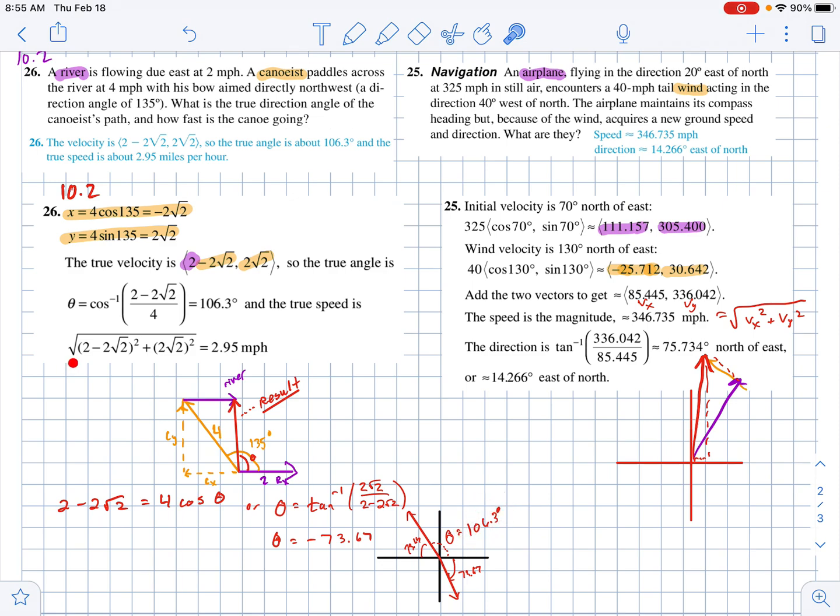And then, of course, to get the magnitude or the speed, you simply do the Pythagorean theorem, square root of x squared plus y squared. And so they're similar. The big difference is that this river only has an x component and no y component. So when you go to combine them, it's much simpler. All right.